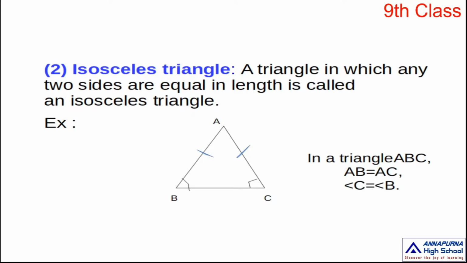Angles opposite to equal sides of an isosceles triangle are equal. So angle C is equal to angle B. AB is equal to AC. The side AB is opposite angle C, and AC is opposite angle B. AB is equal to AC, so angle C is equal to angle B.